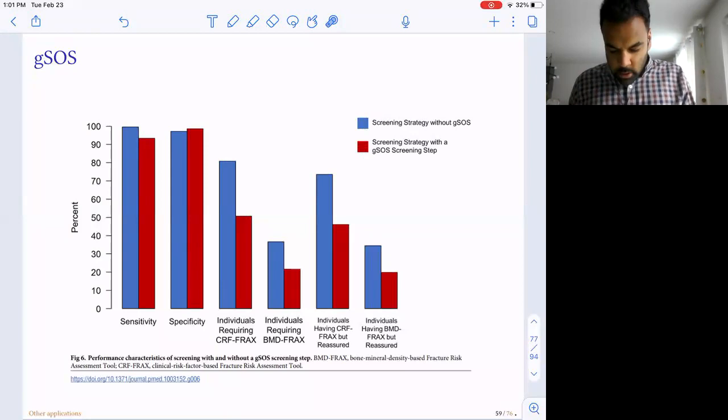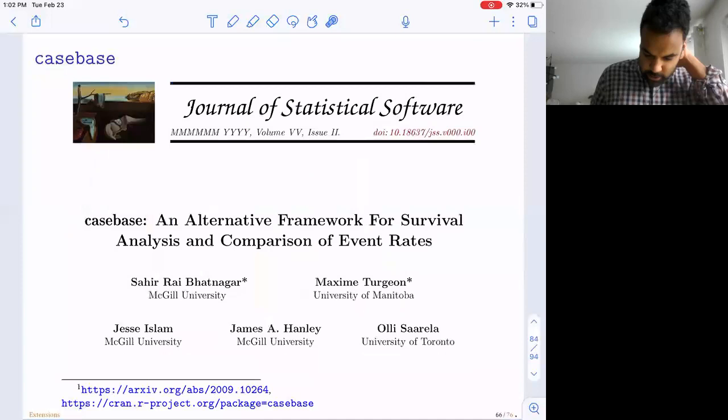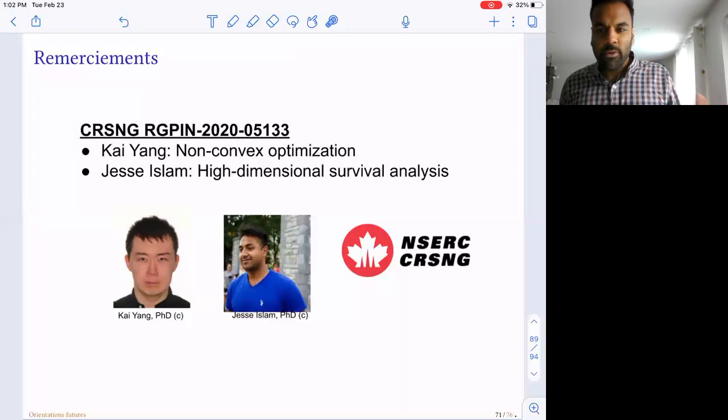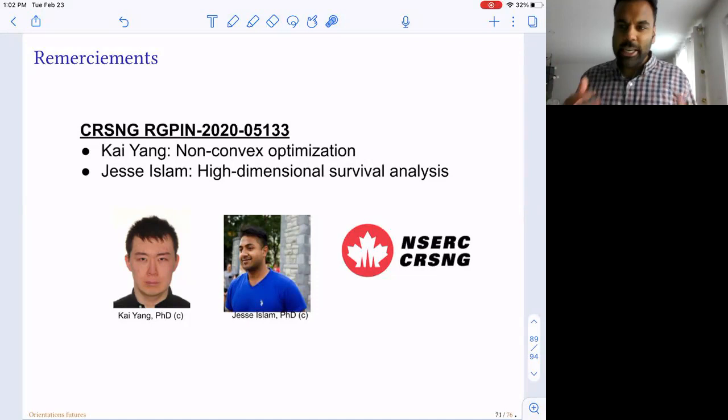Sorry, I'm going to skip over all this and just go to my acknowledgements. I haven't presented any of the new work yet with some of my students, but we have Kai here, who's been working a lot on extending this model to non-convex settings, so non-convex penalties like SCAD and MCP, which have been shown to have better variable selection properties. Jesse has been working on the survival outcome aspect of this in the high dimensional setting. They've been instrumental in moving this work forward.